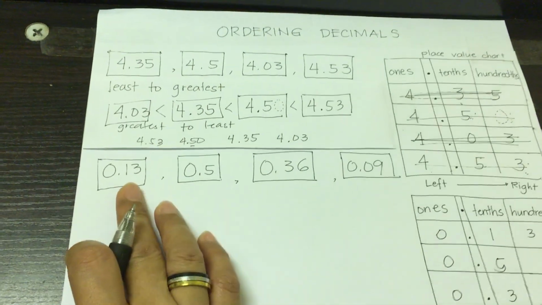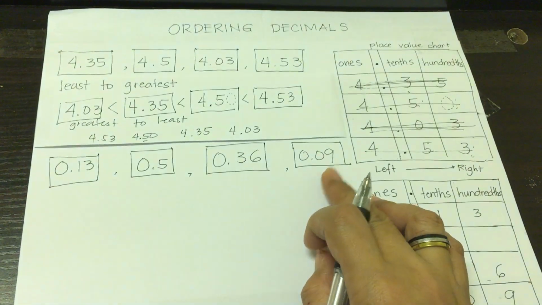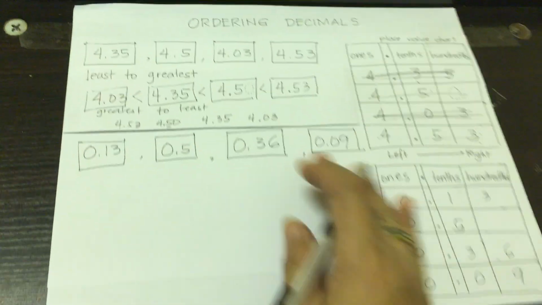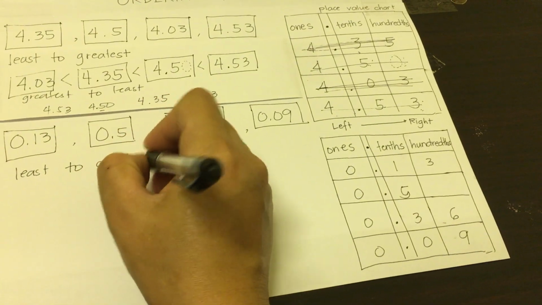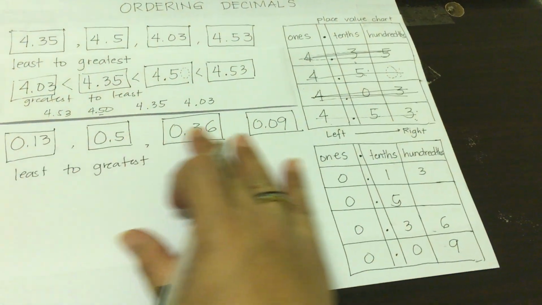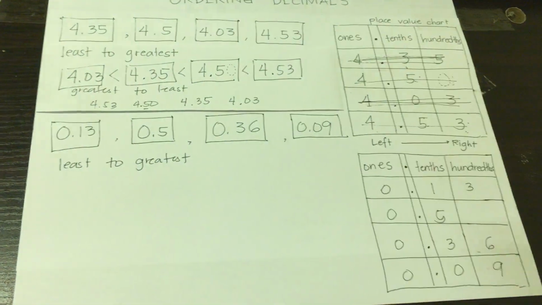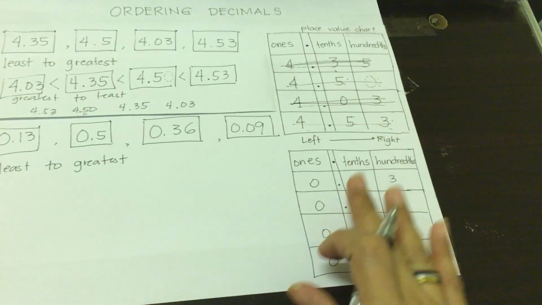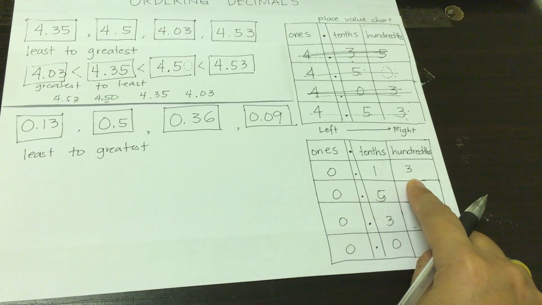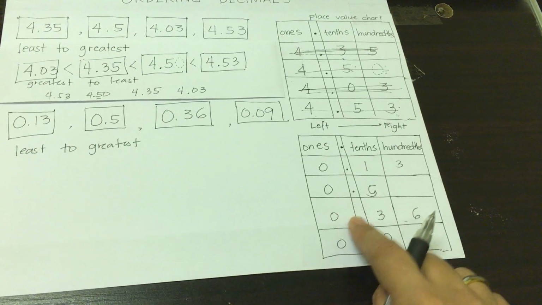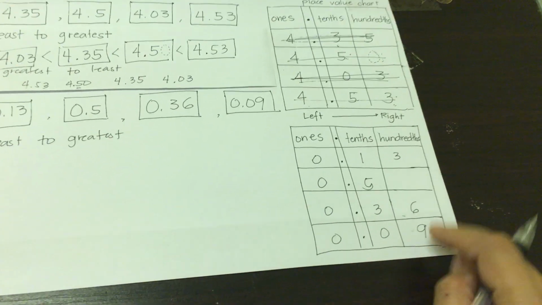So we have 13 hundredths, 5 tenths, 36 hundredths, and 9 hundredths. So we are going to arrange them also from least to greatest. Okay. So if you are going to look at the numbers only, it's very hard to see which is the smallest and which is the greatest. So for you not to be confused, let's put it in the place value chart. So this is our 0 and 13 hundredths, 0 and 5 tenths, 0 and 36 hundredths, and 0 and 9 hundredths. So let's compare first the ones.